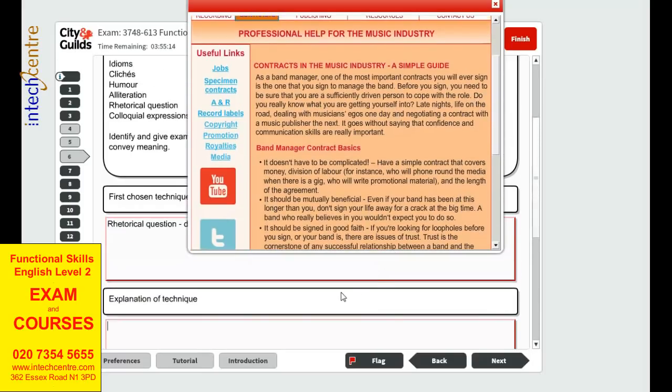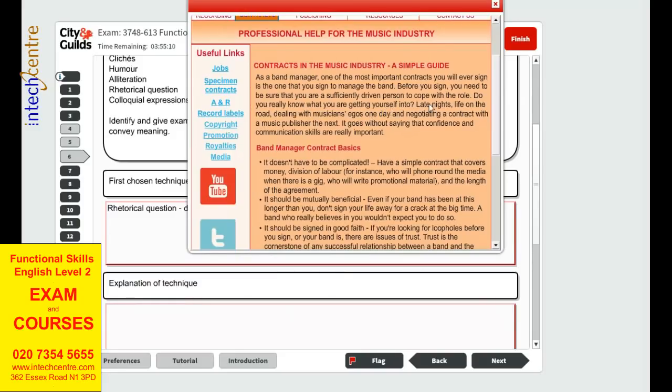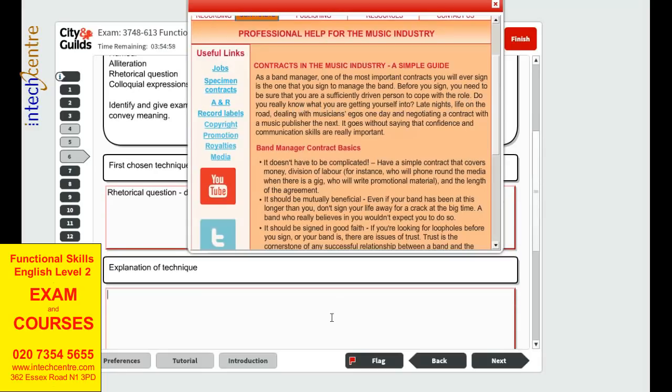So in the rhetorical question, especially for the explanation of a rhetorical question, they don't want to know what is a rhetorical question. So it's a question that doesn't need to be answered, but they're asking for what does the rhetorical question mean within the context of the document. So do you really know what you're getting yourself into? So do you know that late nights, life on the road, so dealing with musicians' egos. So they're sort of asking, do you know that you're getting yourself into hard work? So that's the explanation. So do you realize? Are you aware that this will be hard work? A warning that this job will be hard work.